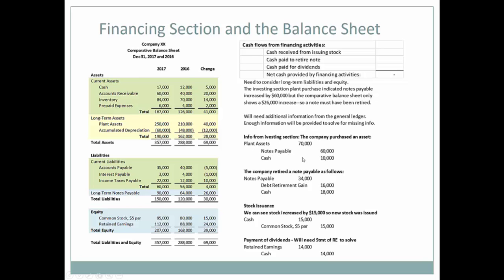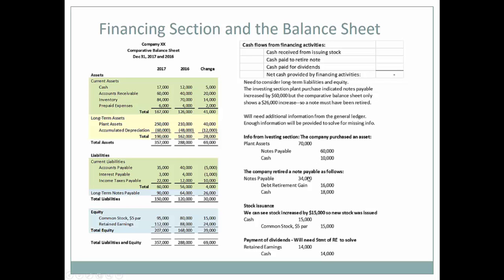You'd be working in the accounting department, you would have this information on hand. So let's look at the information from the investing section. The company had purchased an asset, and we saw this in the prior slide. The plant assets increased by $70,000, notes payable went up by $60,000, and cash associated with investing was $10,000. So this does not get recorded here in financing. We're just looking at the fact that notes payable went up by $60,000.